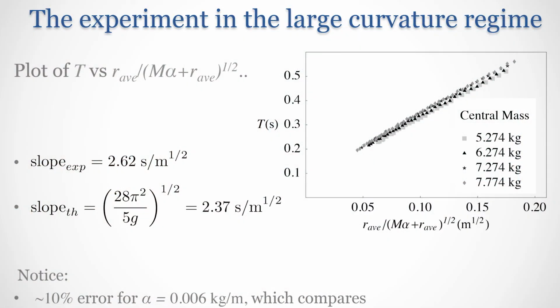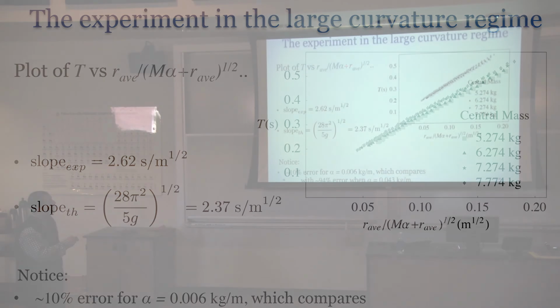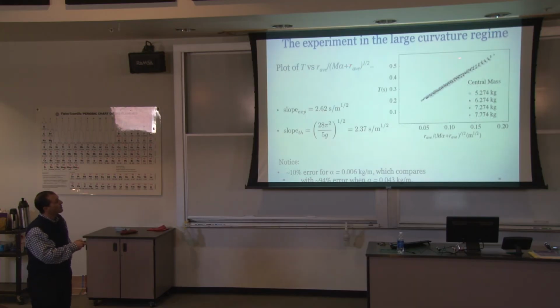So now what? Now you can go back to your data. I now use this new value of alpha that we determined directly. I measure all of these guys. Here's my average R again. Here's my period. Here's the mass. I then use this value of alpha that we found directly. I plot my data points, and this is what we get.